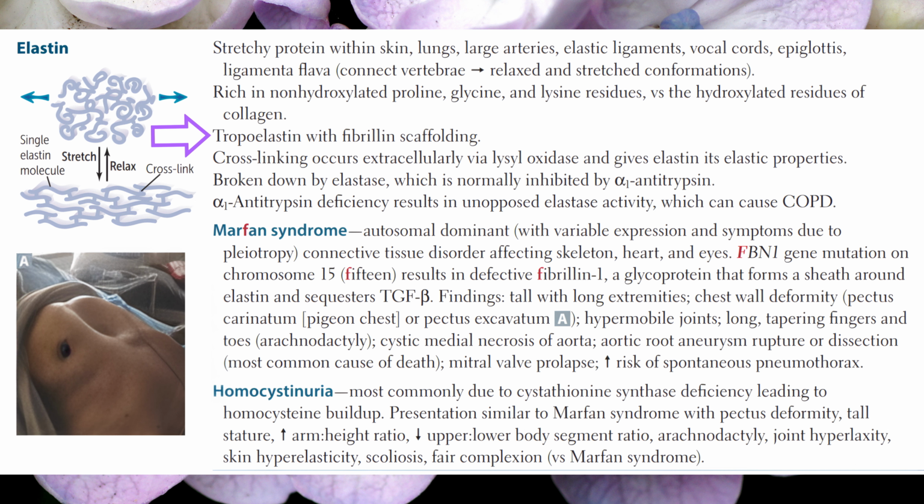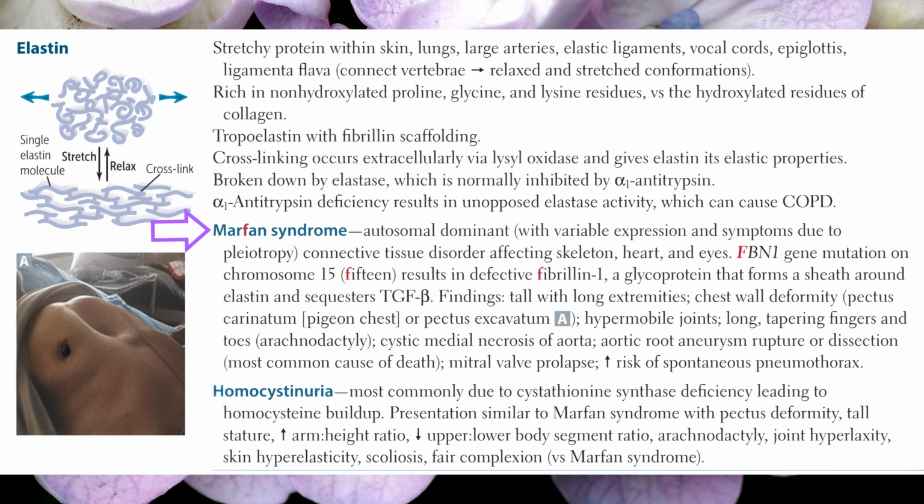Marfan syndrome. Marfan syndrome is an autosomal dominant connective tissue disorder affecting skeleton, heart, and eyes. Marfan syndrome is autosomal dominant with variable expression and symptoms due to pleiotropy. FBN1 gene mutation on chromosome 15 results in defective fibrillin 1, a glycoprotein that forms a sheath around elastin and sequesters transforming growth factor beta.